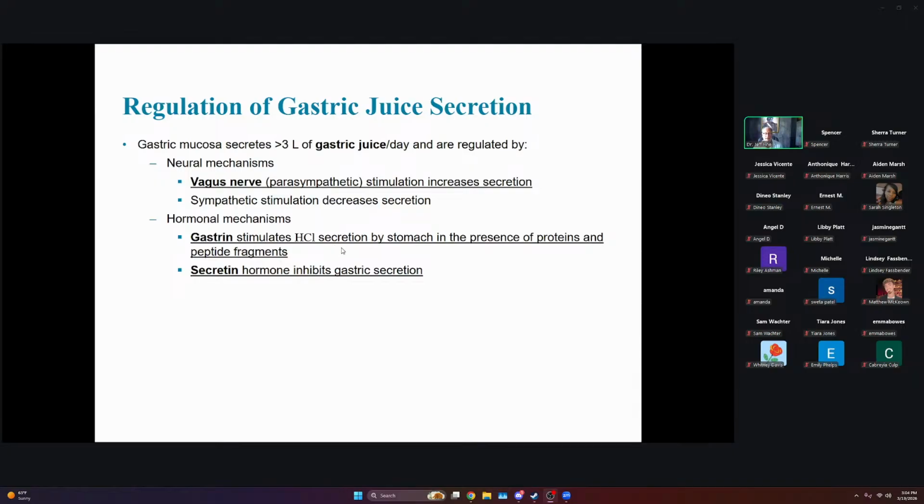And then the opposite hormonally is the hormone secretin. And we'll see where that comes from in a minute. But secretin is the hormone that works opposite of gastrin, and that's going to slow down or stop the production of gastric secretions from a hormonal standpoint. Okay, two different systems, turning things up, turning things down, just like we've talked about with so many other body systems.